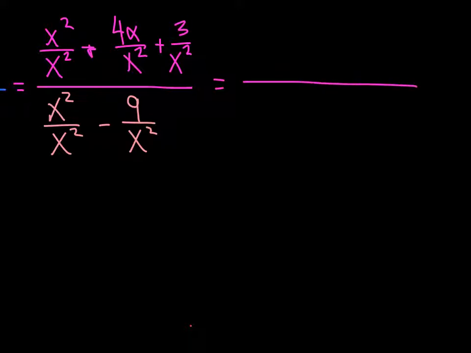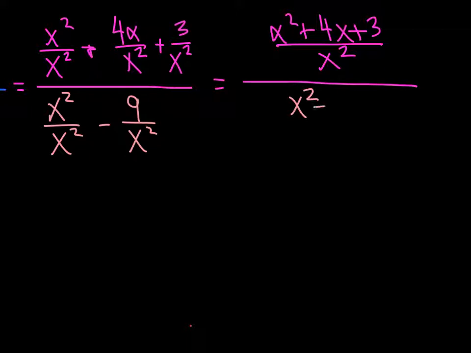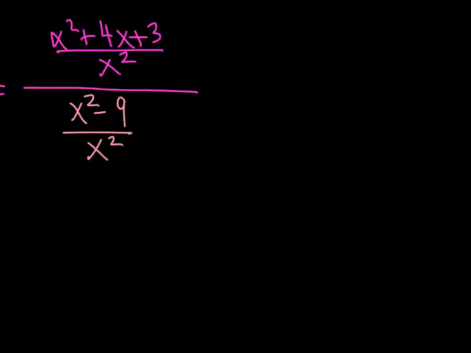So my numerator would be x squared plus 4x plus 3 all over x squared. The denominator, if I combine them, would be x squared minus 9 over x squared. Let's see if we can do a little keep change flip here.